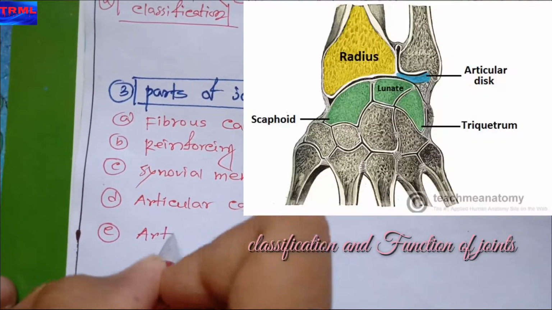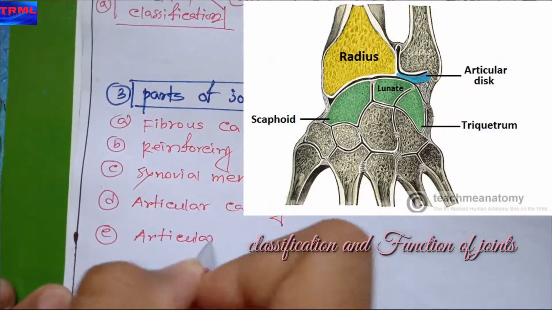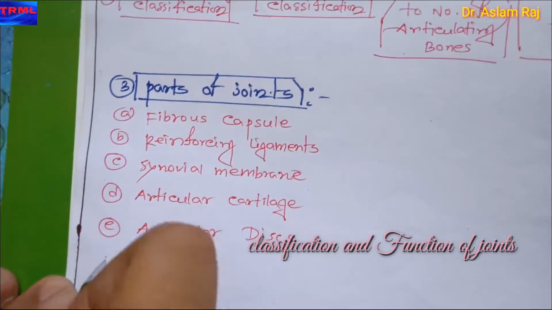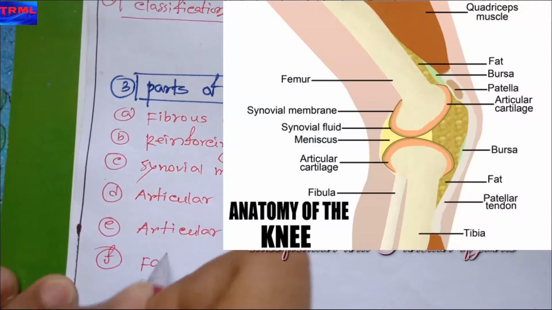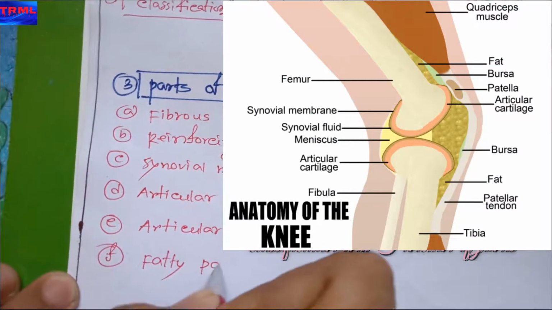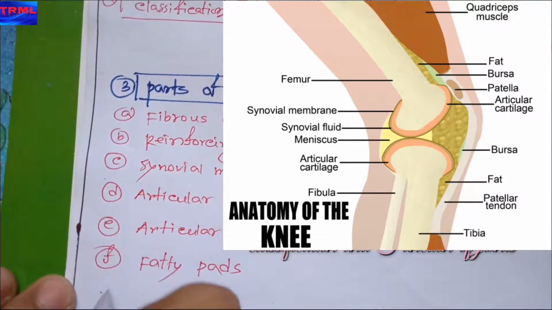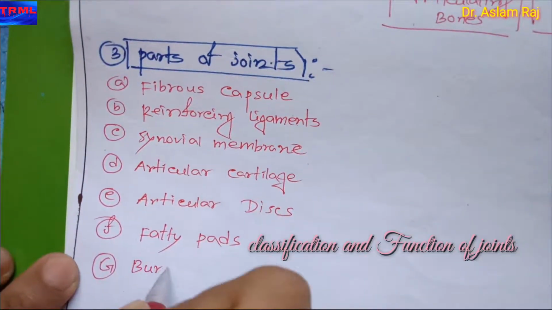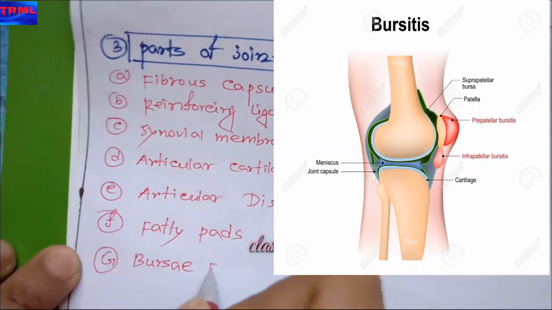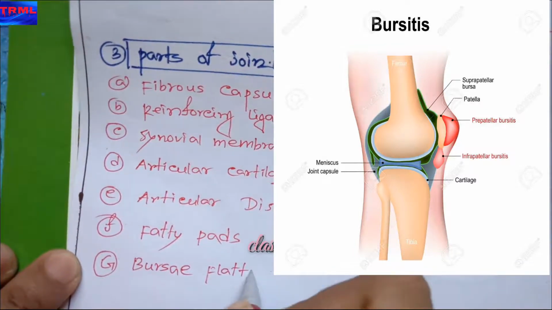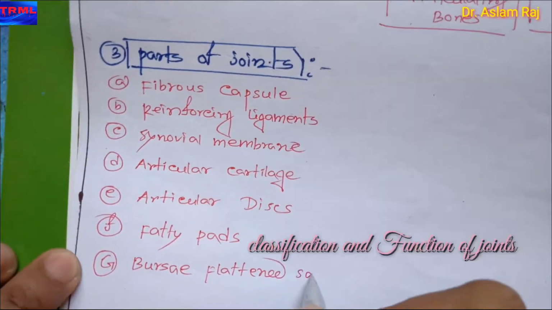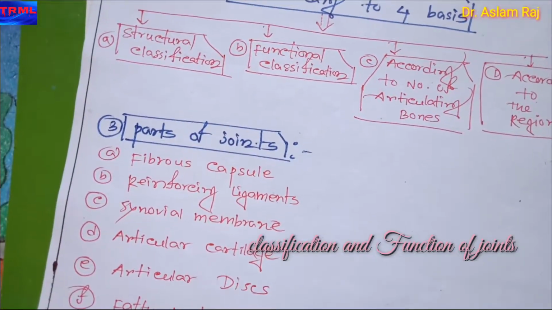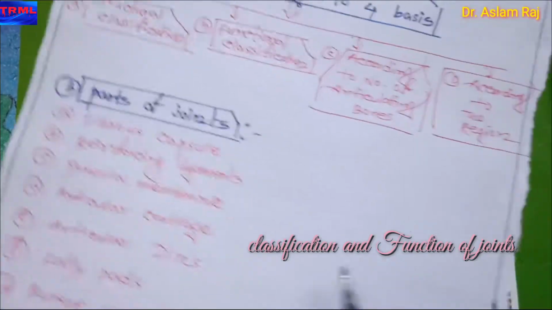And fifth one is articular disc. Next one is fatty fat pad. You can see on the right side. And last one is bursa, a flattened sac. Bursitis, suprapatellar bursitis, infrapatellar bursitis. These were the parts of joints.